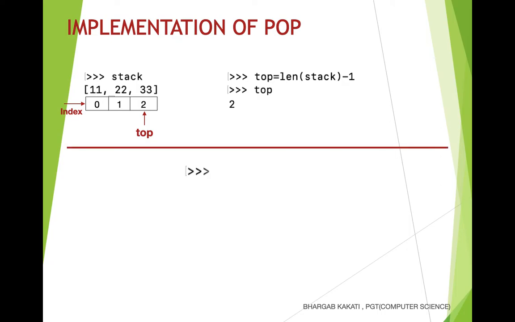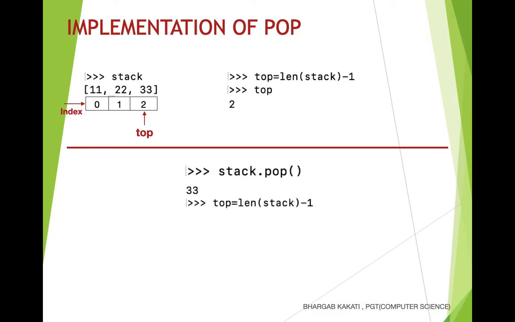So what can we do? We can write stack.pop. These functions we have already covered in class 11 in the chapter on linear list. So stack.pop will remove the last element that is inserted. What is the last element that is inserted into the stack? It is 33. So 33 will be removed from the top of the stack.